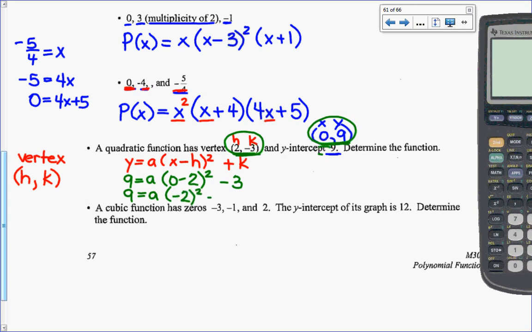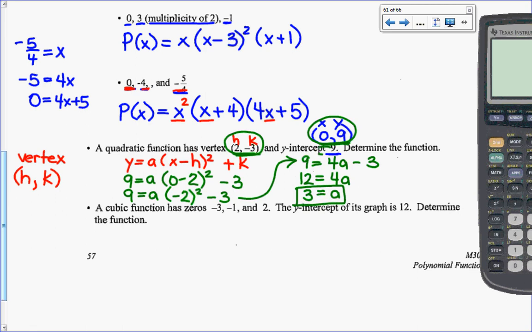Squared minus 3. Okay, we're going to finish this over here. I've got 9 equals negative 2 squared is positive 4, so I've got 4a minus 3. Add 3 to both sides, so I've got 12 equals 4a. And then divide by 4 on both sides, and I have a is equal to 3.